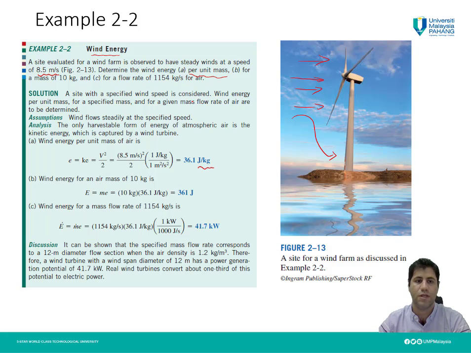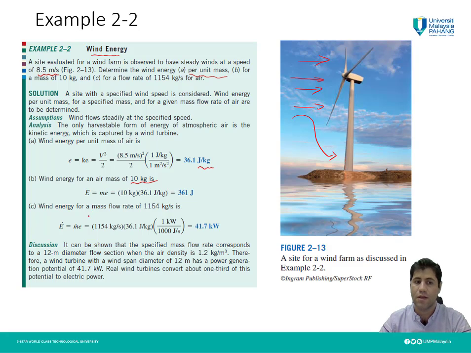In the B part, we should calculate for a mass of 10 kg. So, the wind energy for an air mass of 10 kg. Simply, we multiply the given mass times the energy for each kilogram of that mass. 10 kg, and the energy for each kilogram is 36.1 joules per kilogram. Simply by multiplication, the energy of the wind for 10 kilograms of air in this example will be 361 joules. Okay, this is for mass.